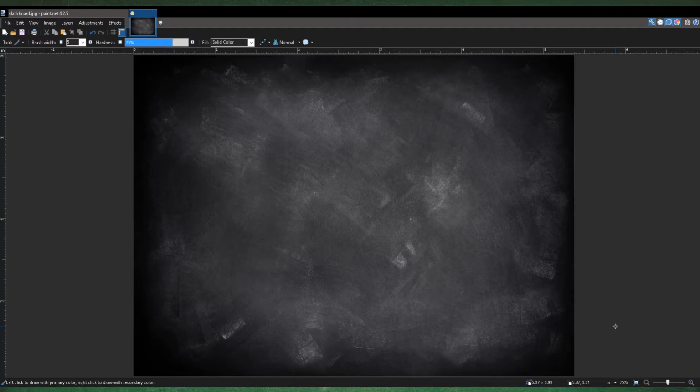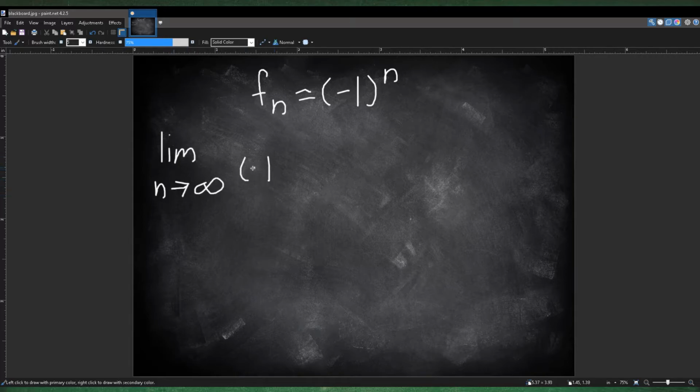So let's try something that's diverging. We have f of n equal to negative 1 to the power of n. How do we know that this is diverging? Well, we could use a limit. The limit as n approaches infinity of negative 1 to the power of n. So what is negative 1 to the power of infinity? How do we know what number it's going to turn into?